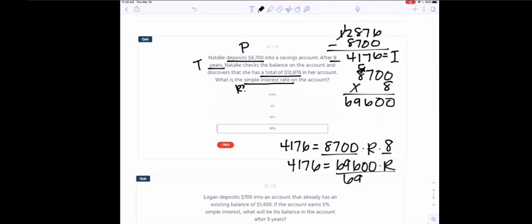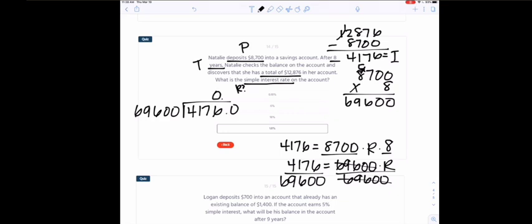Okay, so now we're going to divide by 69,600. And when we do that, we isolate the r to solve for it. And now let's set up our division problem. So how many times does 69,600 go into 4,176? 0 times, so we add a decimal and a 0. How many times does 69,600 go into 41,760? 0 times, because it's still bigger.